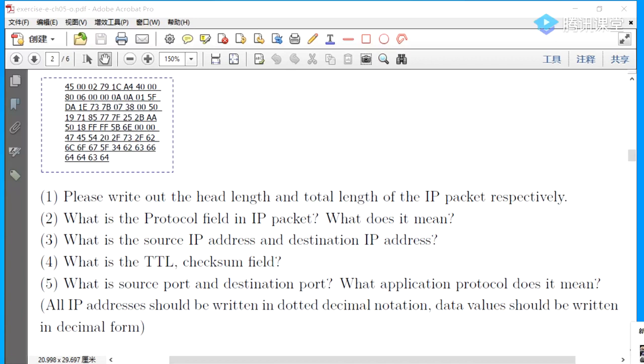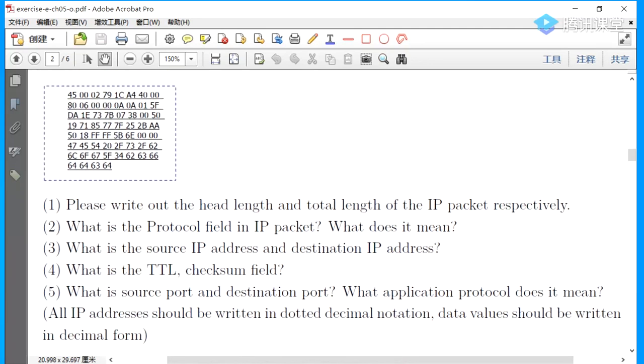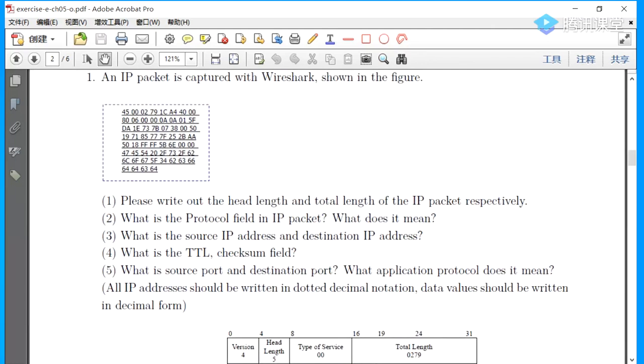Okay, let's continue. Just now we have talked about the calculation for question 1, the head length and the total length of the IP packet respectively. Somewhat easy. Now, question 2. What is the protocol field in the IP packet? What does it mean?